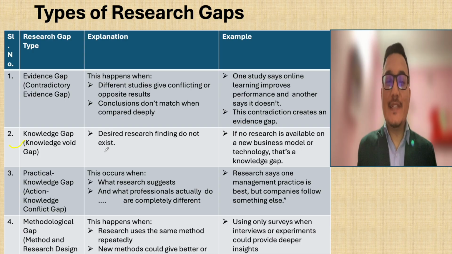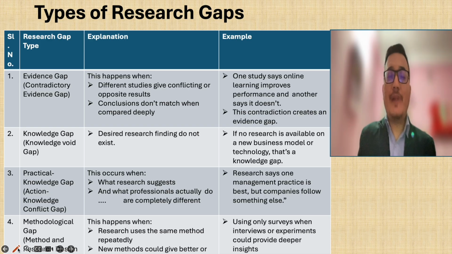We have knowledge gap. This research gap exists if there is no research on a particular topic or a similar topic. We can take one example. If there is no research available on a new business model or new technology, then this creates a knowledge gap. This type of research gap is common in emerging fields.